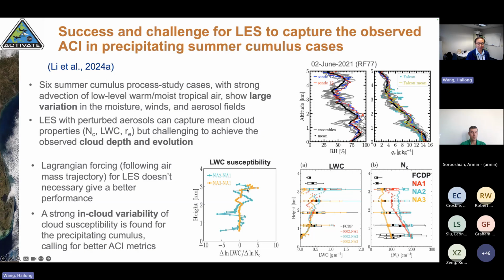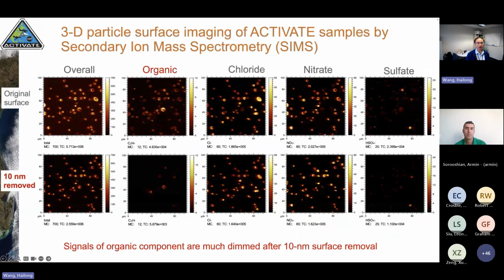In the literature, we usually just calculate one single susceptibility based on the entire column average, but this shows that there's quite a bit of variation in the vertical. I also talked about this result based on the lab measurements, which shows the organic coating in the case sample we obtained from the field.